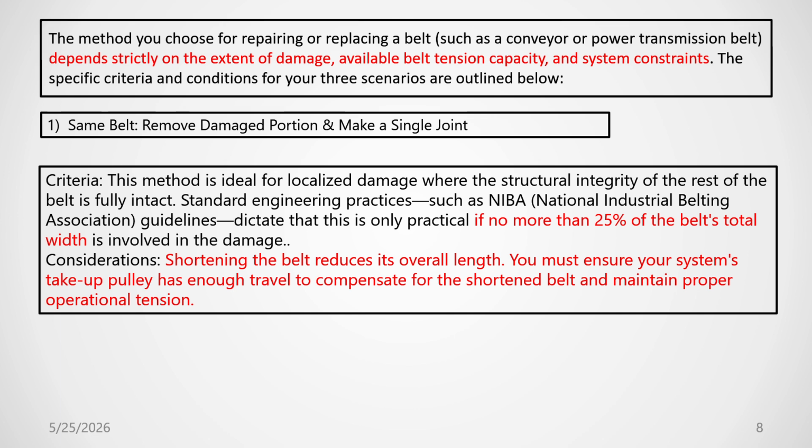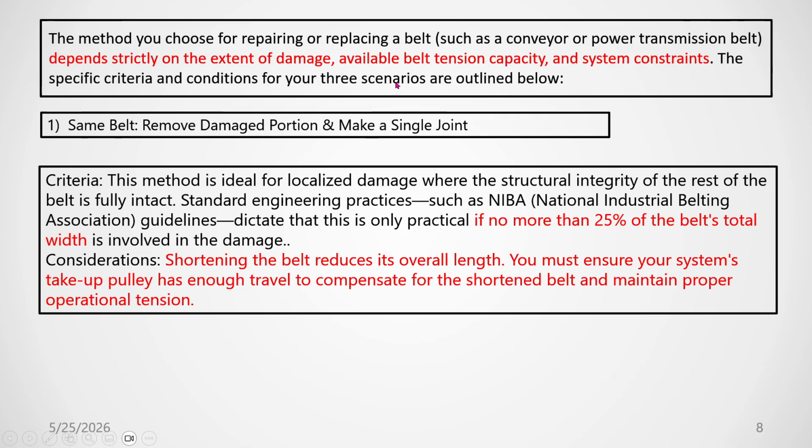Then the repairing strategy: what is the condition when you are going to change the belt, when you are going to repair the belt, when you require a piece of the belt. That depends strictly on the extent of damage of the belt. That will decide whether you make a single joint, a patch joint, a piece of belt in between, or completely replace it. That depends on the extent of damage, the available belt tension capacity, etc.